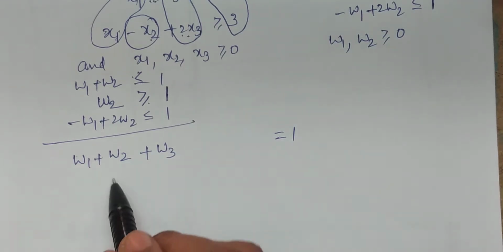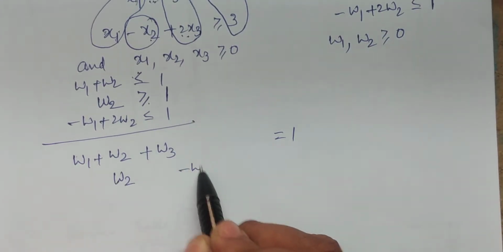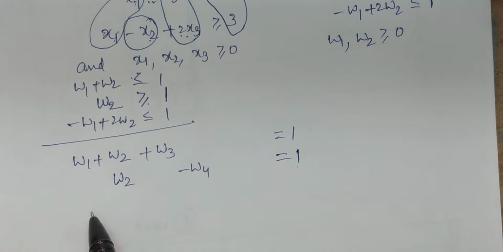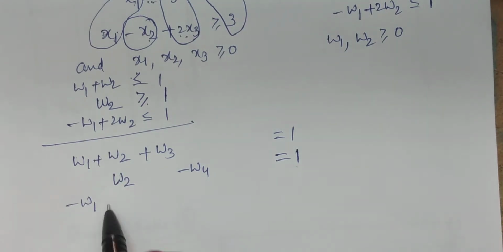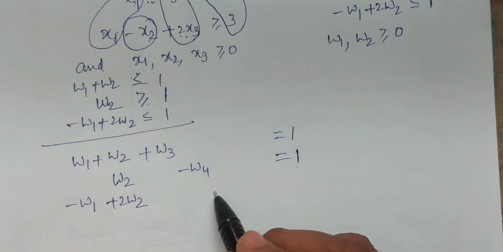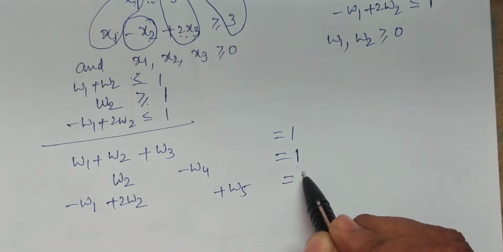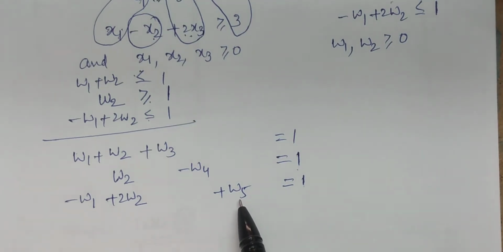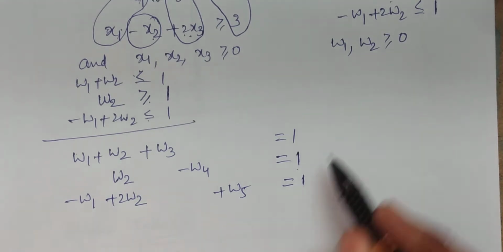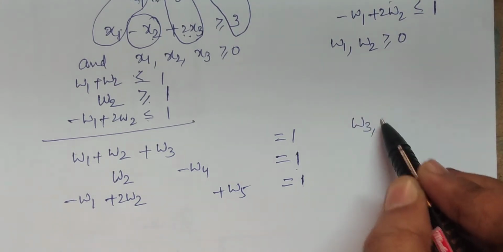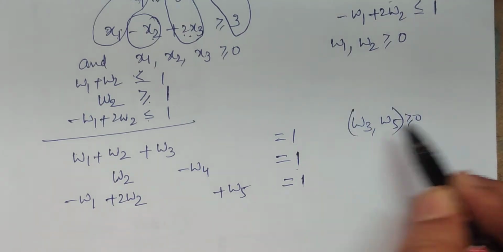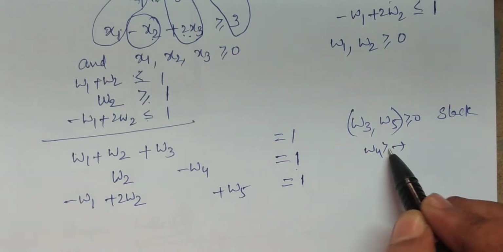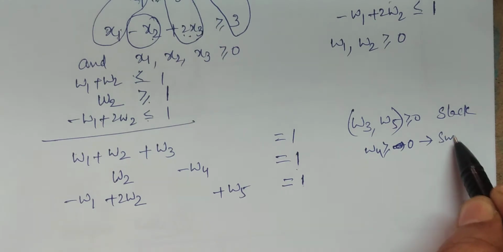Similarly omega 2 minus omega 4, a surplus variable, equals 1. Next, the third constraint: minus omega 1 plus 2 omega 2 plus omega 5 equals 1, because it is a less than or equal to constraint, so I have introduced a slack variable. So I have introduced slack and surplus variables. Omega 3 and omega 5 are greater than or equal to 0, both slack variables, and omega 4 is a surplus variable, also greater than or equal to 0.